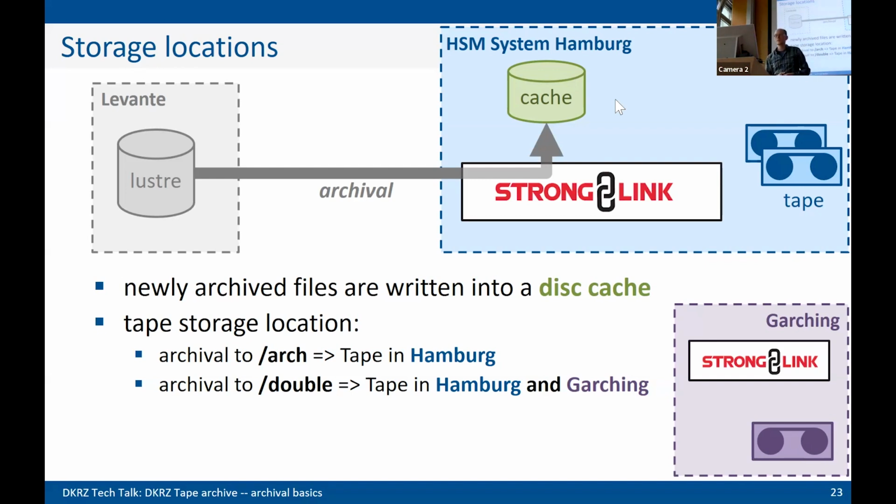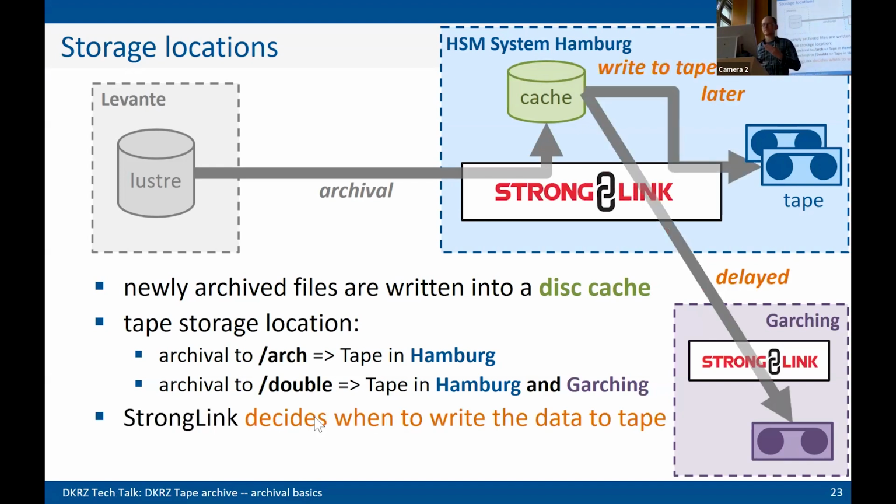And if you archive data to this ARC namespace and then project, then the data is later written to tapes in Hamburg. If you archive it to double, it's written to Hamburg and to Garching. And it's always written only to one tape at this location. So if I archive data to Hamburg, it's written to one tape in Hamburg. You say, okay, it's really important data, it should survive a fire at DKRZ, then you should copy it to double. The disadvantage is you have two different namespaces, and maybe you don't know later where the data is stored.